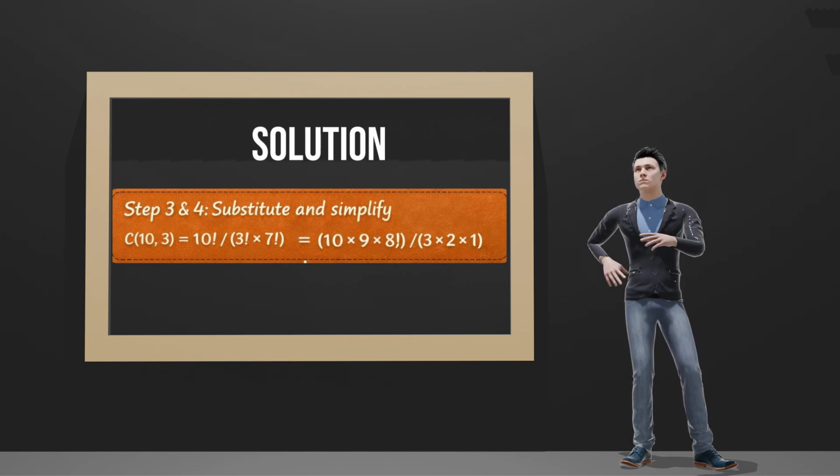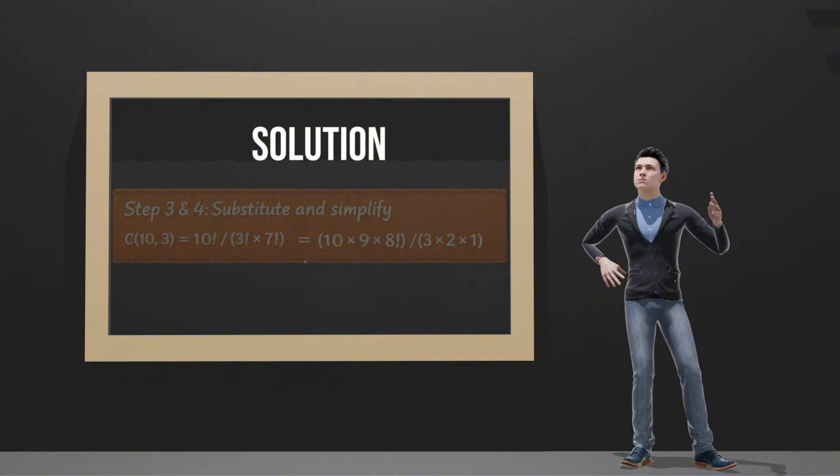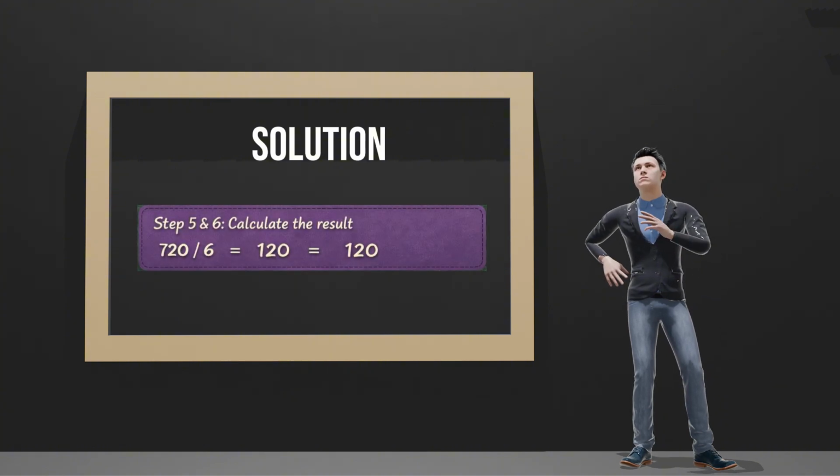The term 10 factorial divided by 7 factorial can be simplified into 10 multiplied by 9 multiplied by 8. So the expression becomes 10 times 9 times 8 divided by 3 times 2 times 1. After performing the calculation, we obtain 720 divided by 6, which equals 120. Therefore, there are 120 different ways to select 3 students from a group of 10 students.